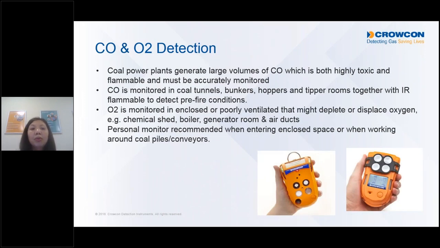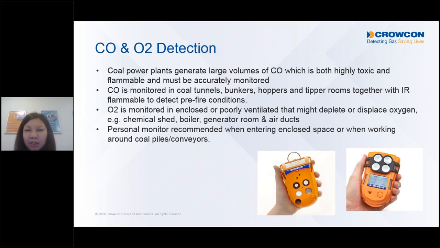So I talked a little bit about earlier that in addition to flammable gases, we also look at CO. Coal power plants generate CO, which is highly flammable and toxic. So it needs to be monitored around the plant, because coal dust or coal seam actually leaks CO as well. So where do we look at CO?